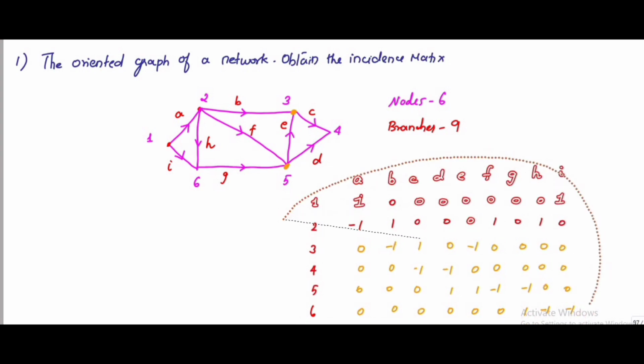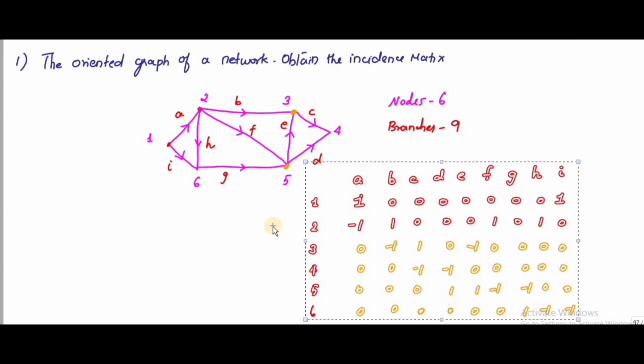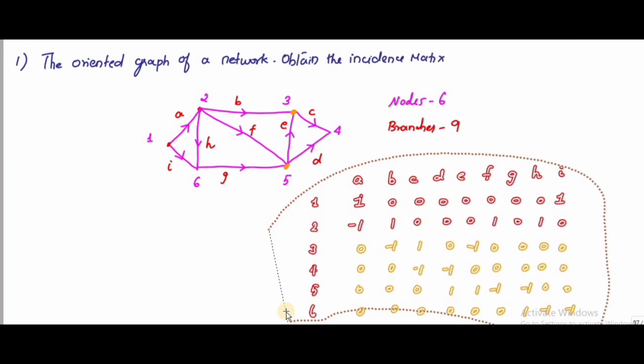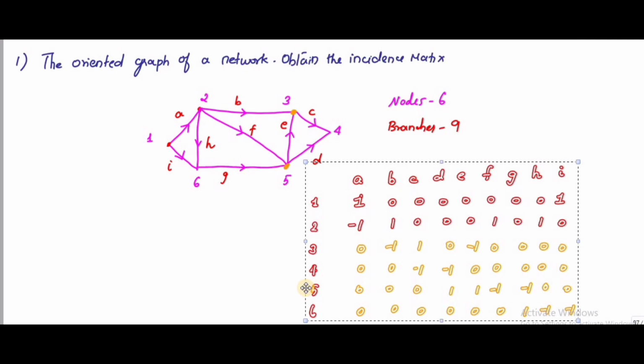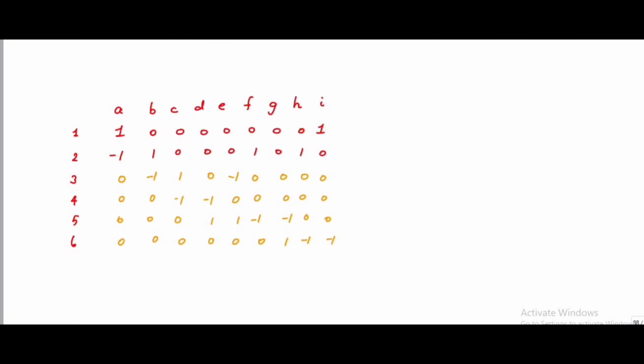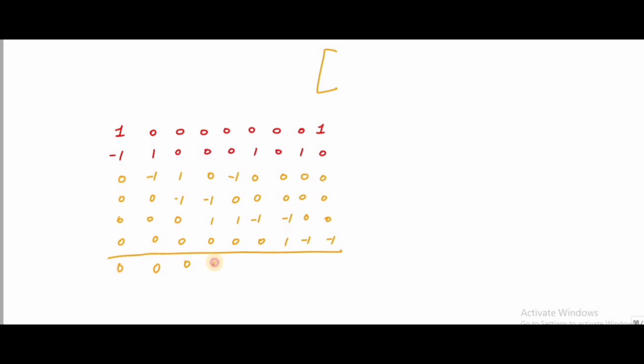So this is your complete incidence matrix. You can see column wise, this is nothing but column C. If you add the column, you have to get 0. -1 plus 1 is 0. -1 plus 1 is 0. 0 0 0 0. If that is the case, it is correct. So this is your incidence matrix.